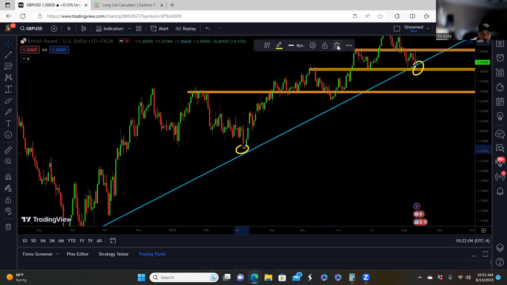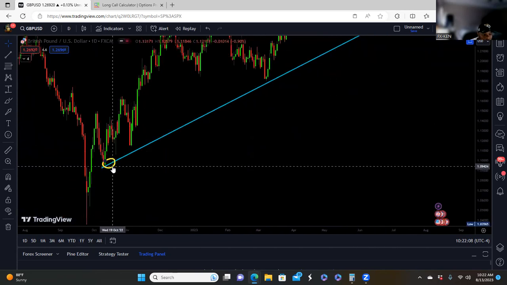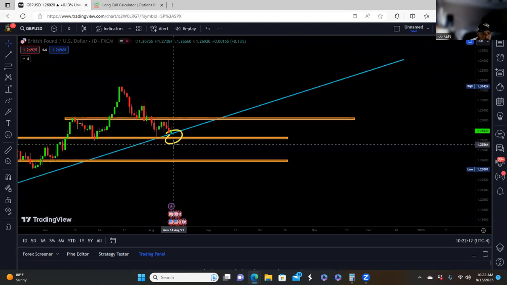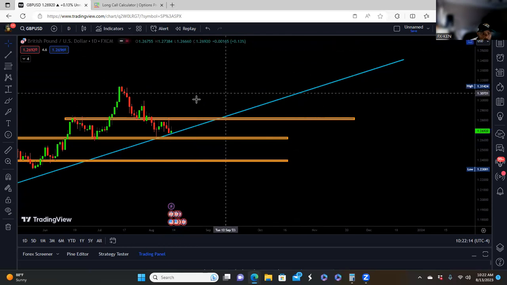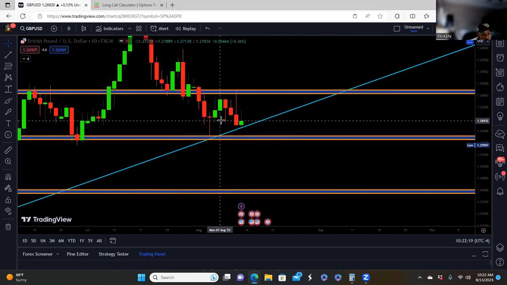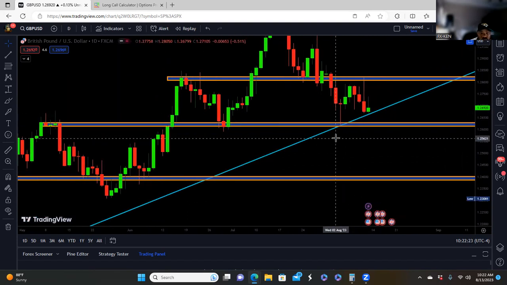Just want to show y'all that this is a valid trend line. We're not just drawing a trend line just to be drawing it. It's in an uptrend and it's valid. So now we are here on the trend line. We are at another bounce, right? And almost at another level of support.